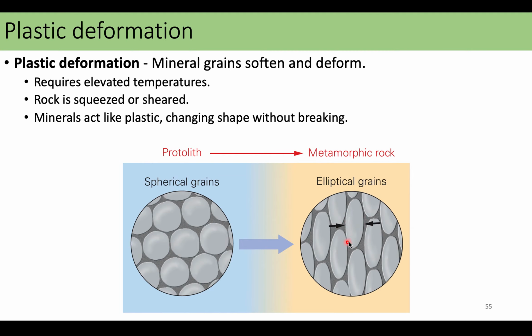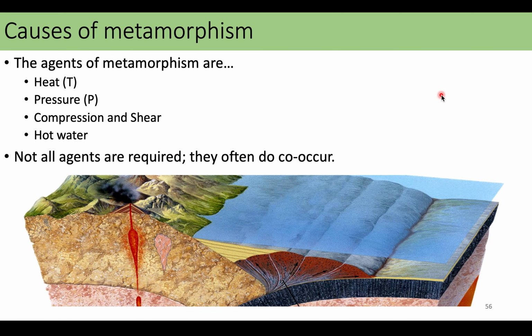So we're not actually removing and moving any material. It's just that the material, the protolith, acts sort of like a plastic where it can be deformed. It can be stretched and reshaped without actually breaking. This is what we call plastic deformation. So there are some examples of the type of changes that can occur due to metamorphism.